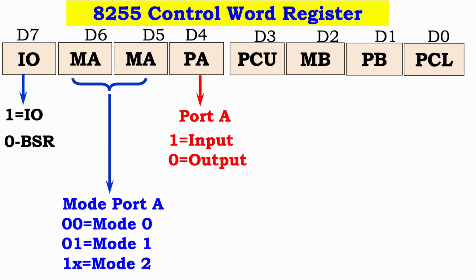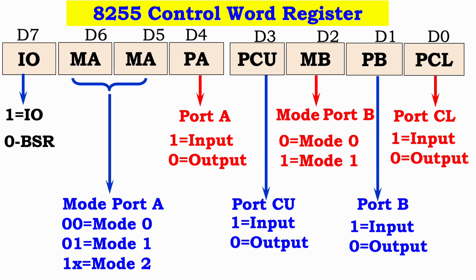Now, if you observe the D7 bit, it gives the operation of the 8255, that is either I/O or BSR mode. The D6 and D5 bits give the mode of port A. The mode of port A is selected as mode 0 for 00, mode 1 for 01, and 1x for mode 2. Port A can be operated as an input port or an output port. If it is selected as an input port, it is set as 1. If it is output, it is set as 0.